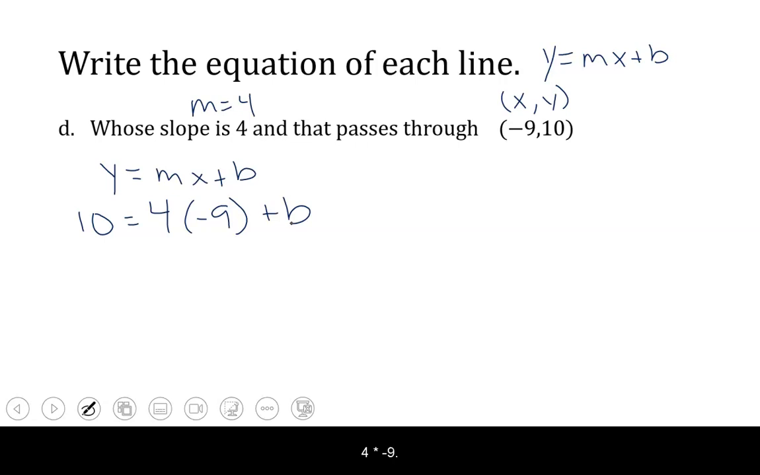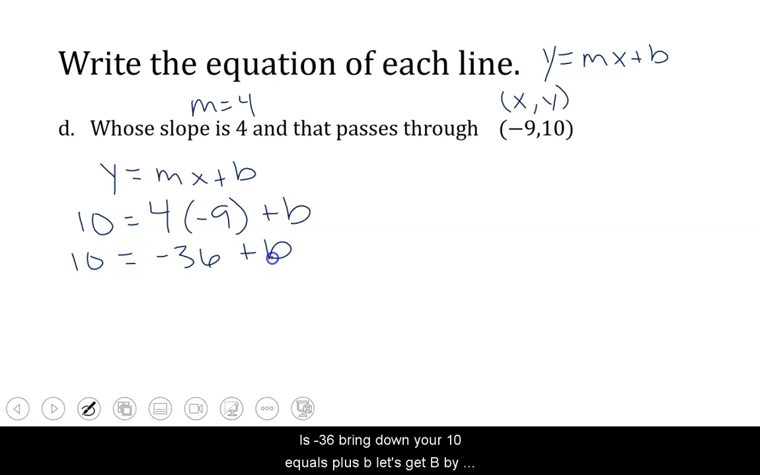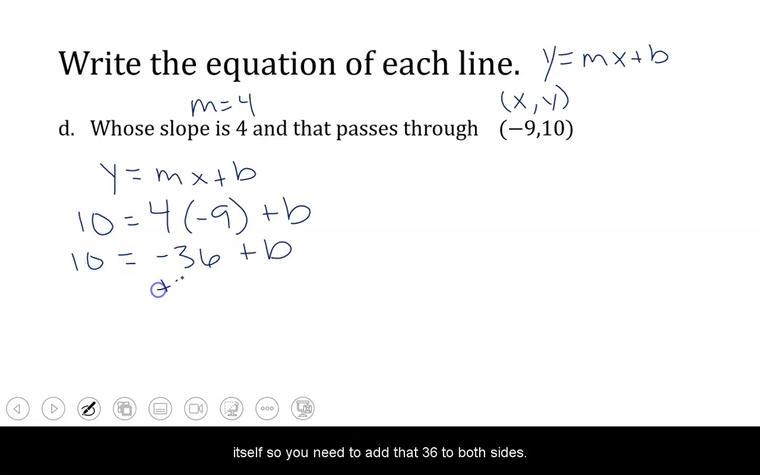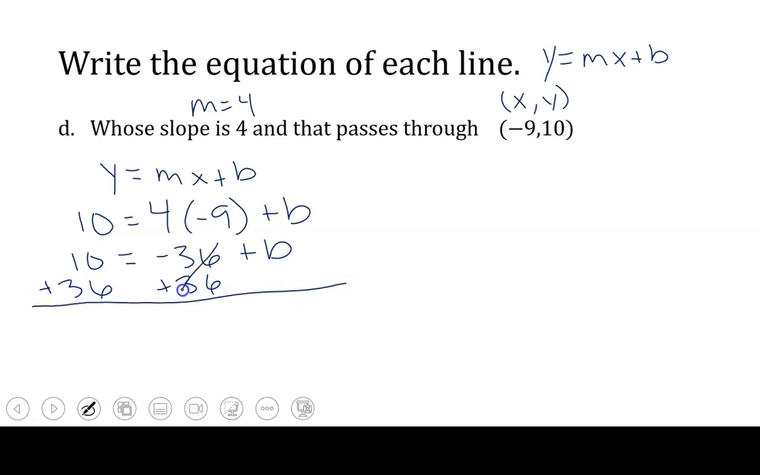4 times -9 is -36. Bring down your 10 equals -36 plus b. Let's get b by itself. So you need to add that 36 to both sides. So 10 plus 36 is 46 for b.